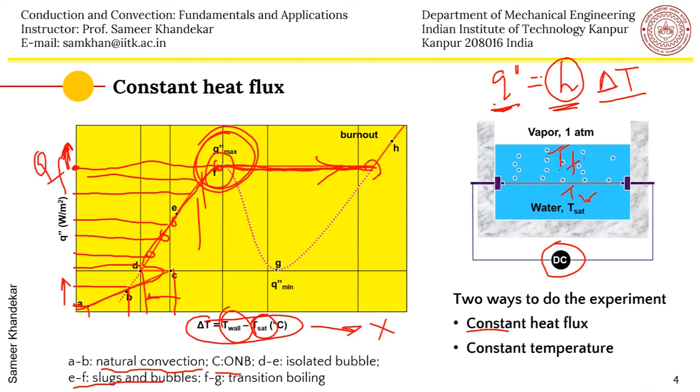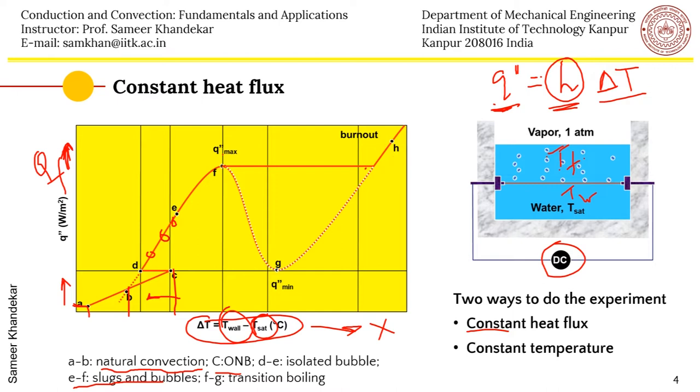That means it may reach the limiting temperature, that is the melting temperature of the heater material, and the material may completely burn out from here. Now we have shown this dotted line G. Usually one can do an experiment of increasing heat flux and decreasing heat flux. When you increase the heat flux, you actually go on this curve here. That is A, B, C, this, and then you go here, and then you are at burnout.